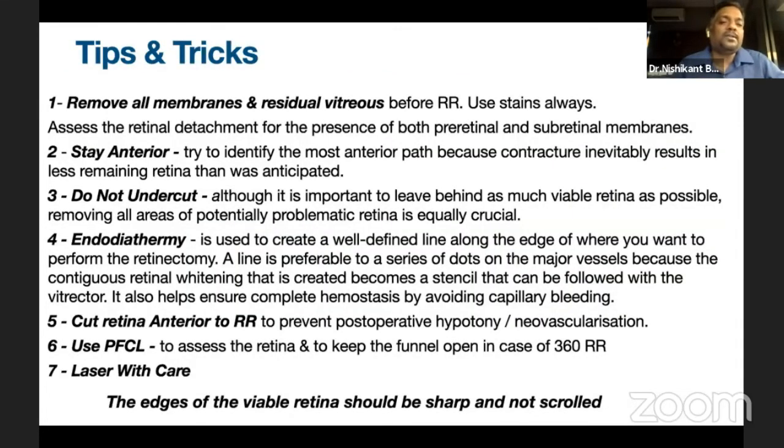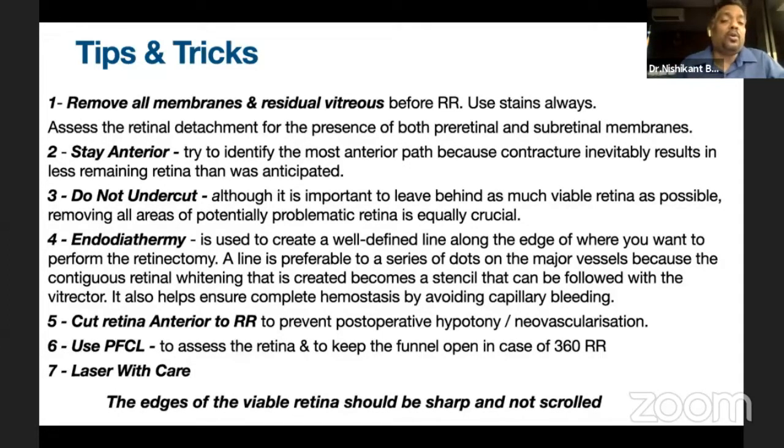Now, the tips and tricks for this. Number one, remove all the membranes and the residual vitreous before you do that. Use stains liberally. You have to be as anterior as possible, because contracture inevitably results in less remaining retina than you anticipate. Many times you cut it, and in the end you see you have very little retina. So it is better to stay anterior.